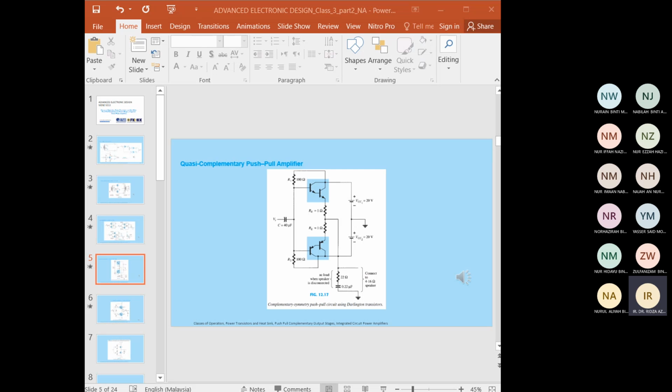So another type of push-pull amplifier is the quasi complementary push-pull amplifier. As you can see, here it is using two blocks. The first block is two of the same transistor, NPN. This one is PNP. Both transistors are PNP. Okay.